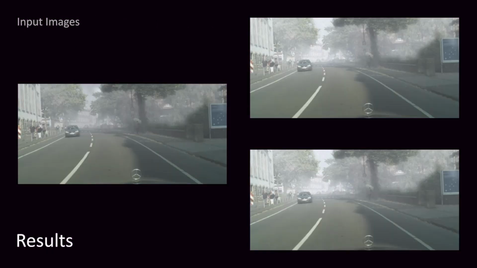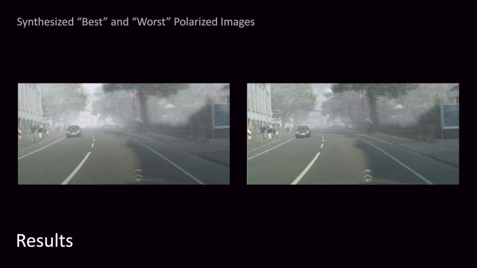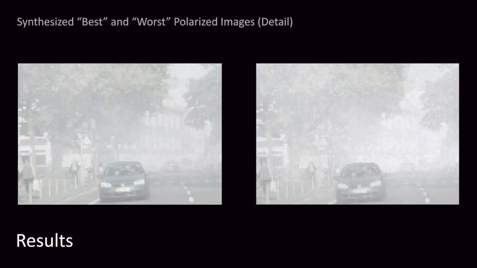So here are the results. These three are the inputs to our algorithm, and these are images with the polarizer rotated at 0 degrees, 45 degrees, and 90 degrees, respectively. And these are the best and worst polarized images we synthesized using the algorithm. Zooming in a little bit here, we can see on the left we have the best polarized image, where the building and the red car in the background can be clearly seen. And on the right, we have the worst polarized image, where those cannot be seen at all.